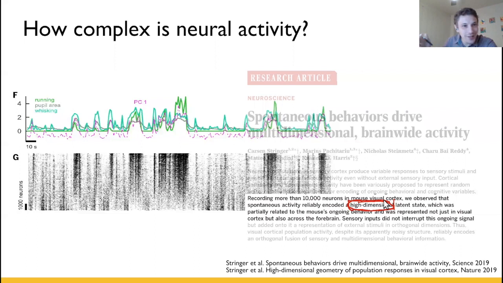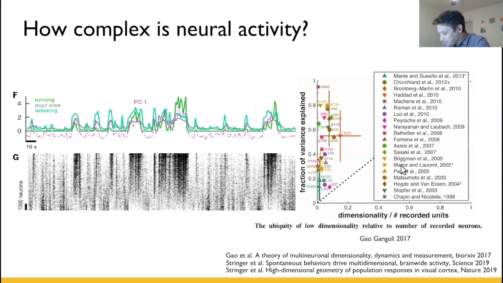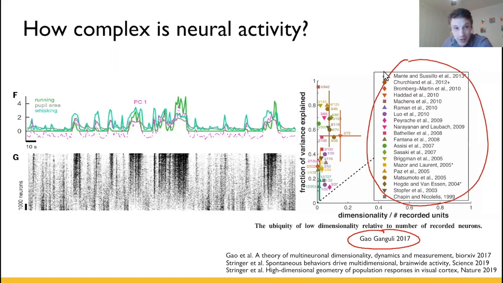On the other hand, from the lab of Surya Ganguli, there has been a very nice recent review of many different studies, where they also studied the dimensionality of neural activity. And what they concluded was the ubiquity of low dimensionality.